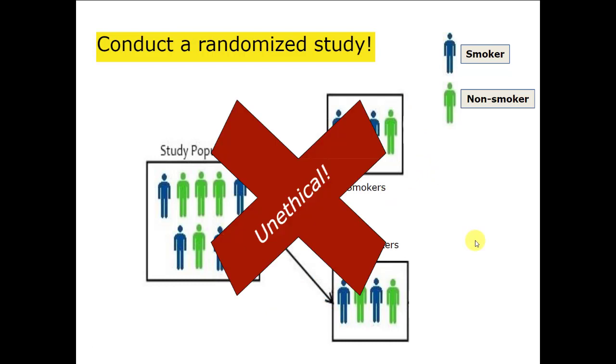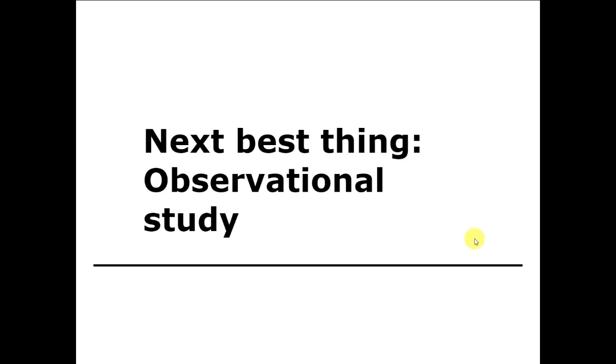You can't force people to smoke just so that you can see what happens to them. So a true experiment is not possible for studying the link between cigarettes and lung cancer. The next best thing you can do is conduct an observational study. But remember, observational studies cannot imply causation, right? You need a true experiment.